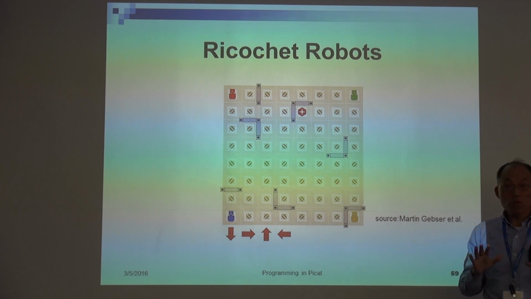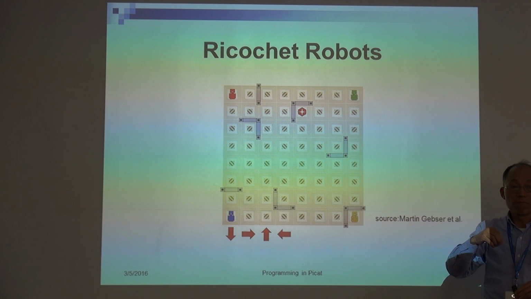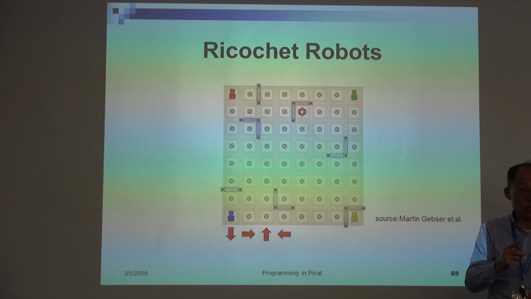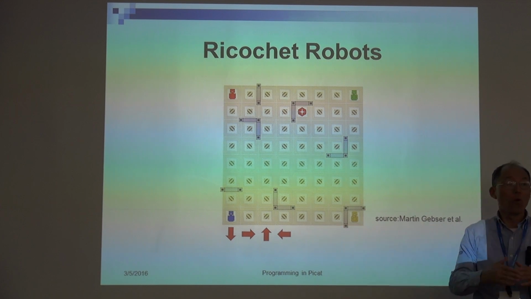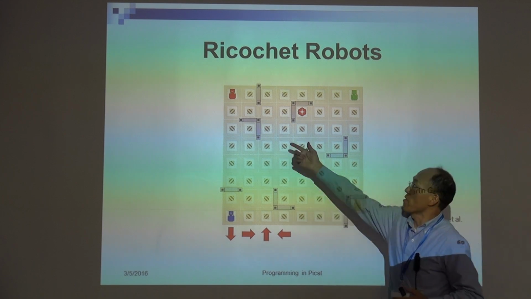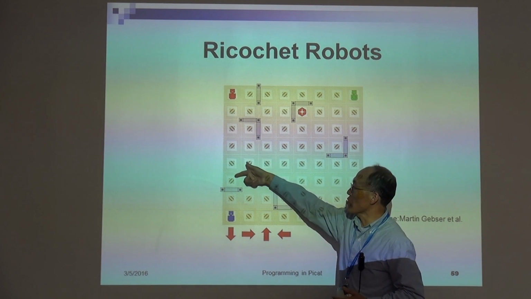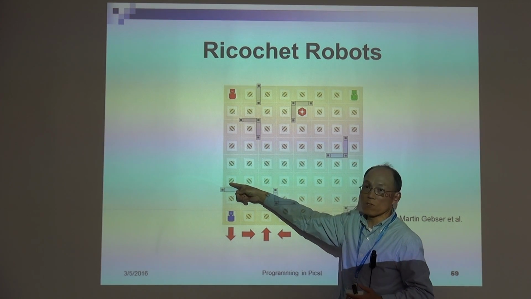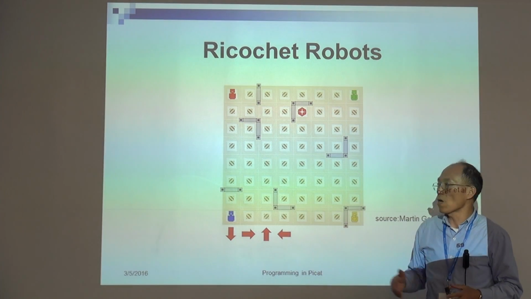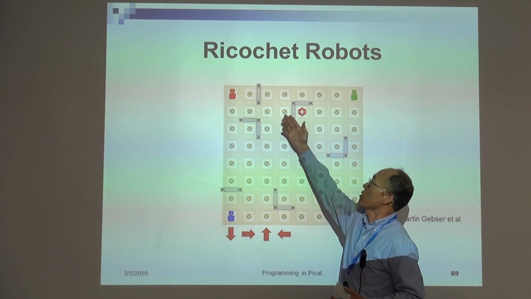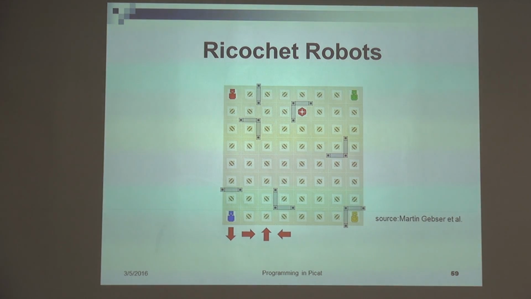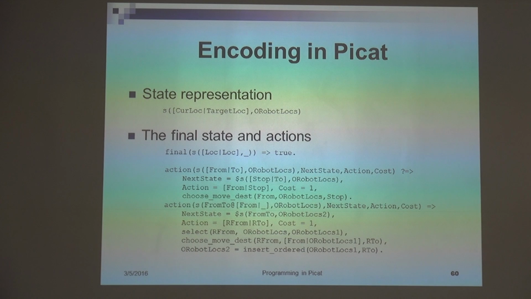The rules of the game: a robot can move, but once a robot starts moving, it will continue to move until it reaches a wall, or another robot, or an obstacle. So for example, if this red robot decides to move in this direction, then it has to move all the way until it reaches this grid, and then it stops. The goal of this game is to move the target robot to this target location, following these rules.